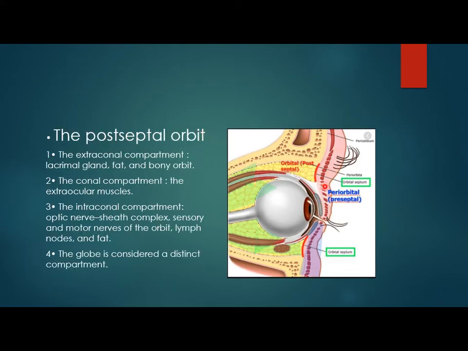Postseptal orbit, which is located posterior to this part, it's divided into extraconal, conal, intraconal, and globe. The extraconal compartment is composed of the bony orbit, lacrimal gland with the fat. Conal, it's composed of the extraocular muscles. Intraconal, fat, lymph node, and the optic nerve with the sheath and sensory and motor nerves of the orbit, and the globe as a distinct compartment.